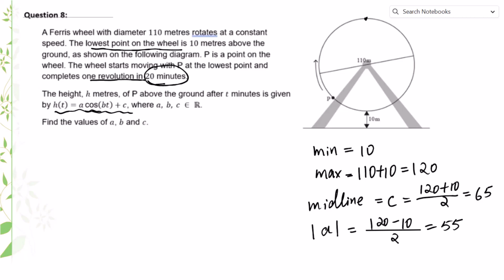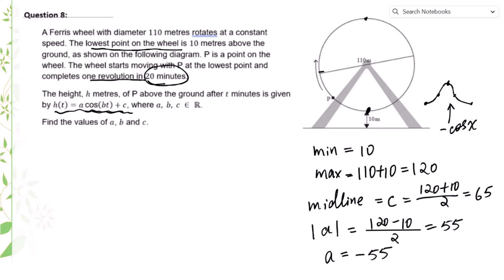This is a cosine function. The wheel gets started from this minimum point. Then go to midline, go to the maximum point. So we get this pattern. From this minimum point, go to maximum point, then go back to minimum point. We know this is a negative cosine x pattern. Therefore, A is negative, so A equals negative 55.